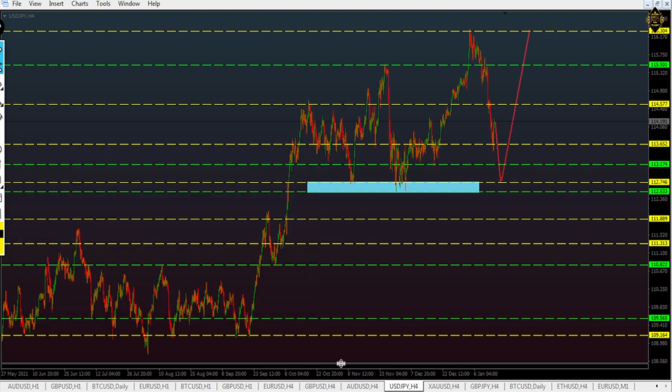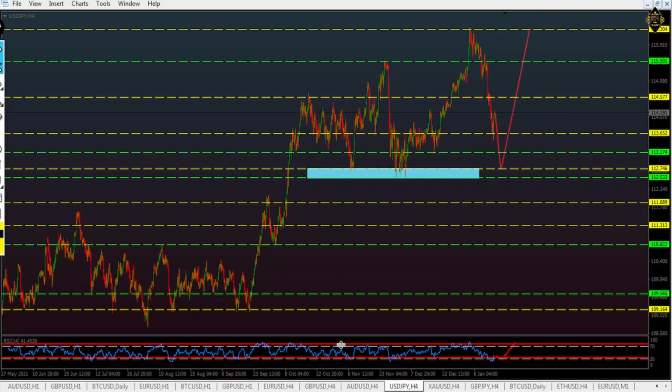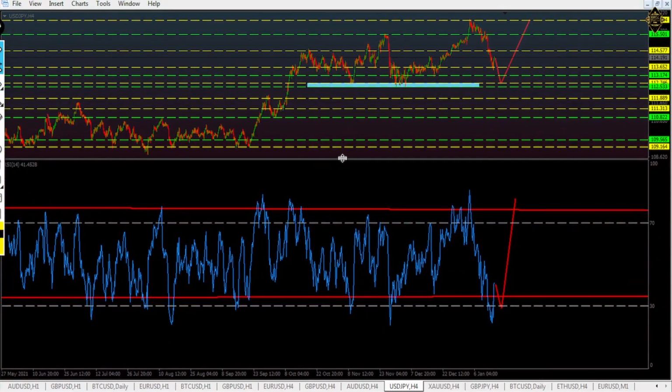So let me analyze the RSI for you for the picture to be more clear, my friend. As you see, being here last week, we told you it's going to fall down. It fell down till here exactly, as you see it now.